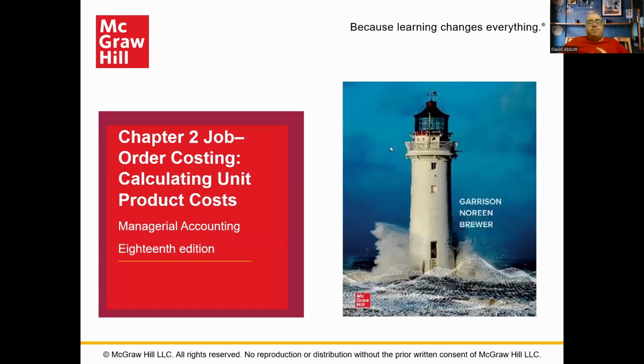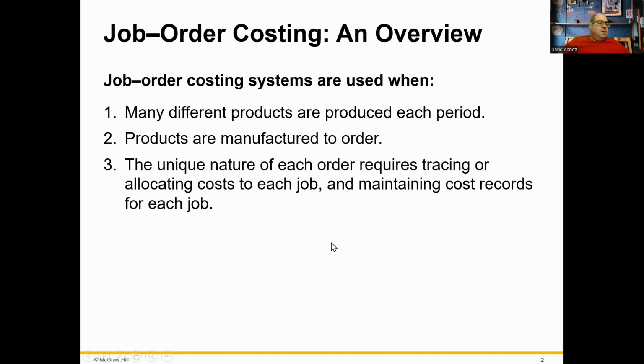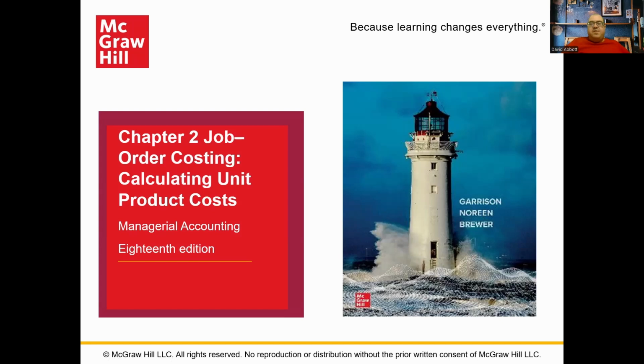Okay. So chapter 2, job order costing, calculating the unit product cost. And we talked about this kind of dovetails into what we looked at with chapter 1. But we know that managers need to assign costs to products, and they do that in order to help facilitate internal decision making and external financial reporting. And so we're looking at the absorption costing approach to calculating product costs known as job order costing.